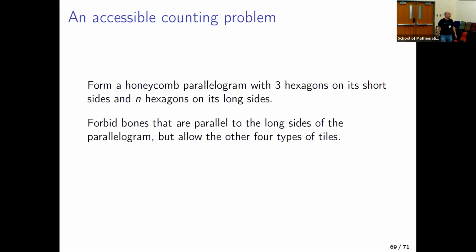I want to end with something fun and simple, which you'll be able to do and get a good feeling before dinner, which is to solve this easy counting problem. Form a honeycomb parallelogram with 3 hexagons on its short sides and n hexagons on its long sides.